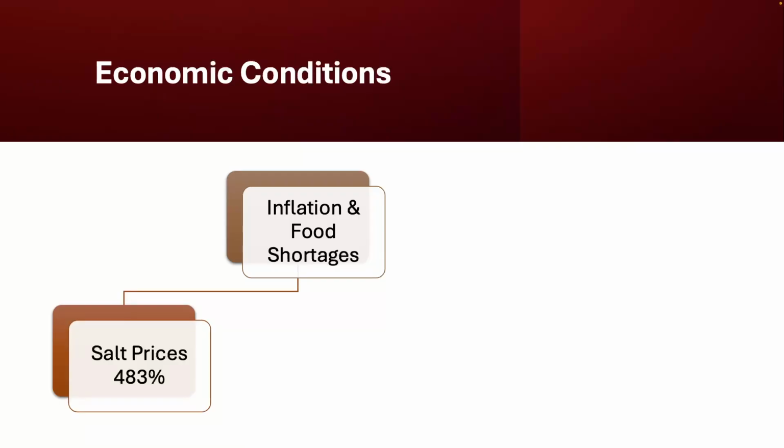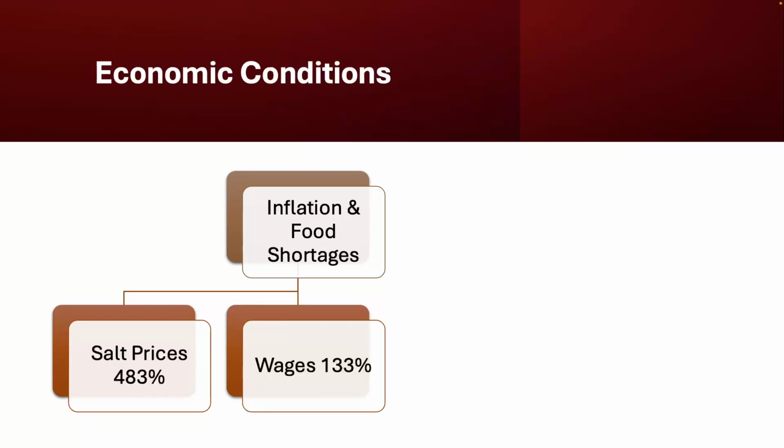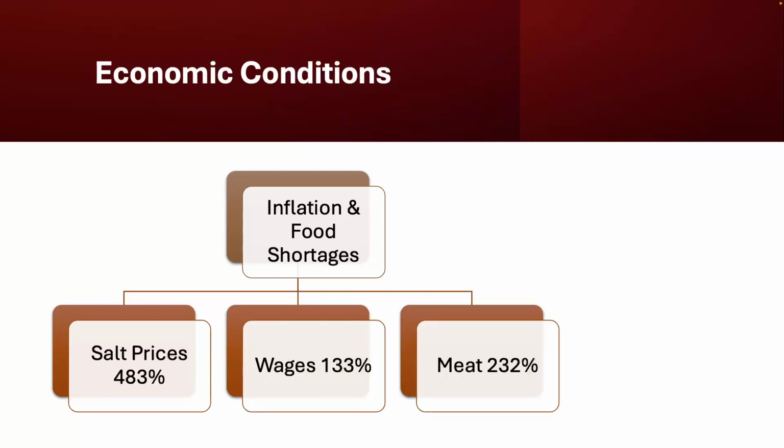So, for example, some useful statistics for you here is that salt prices by 1917 had risen as high as 483%, whereas wages had only gone up by 133%, and meat had gone as high as 232%. So the wages of workers were not keeping up with the price inflation of these items, which meant that there would be difficulty for ordinary workers to afford basic things like salt and meat and bread and all these different kinds of things.